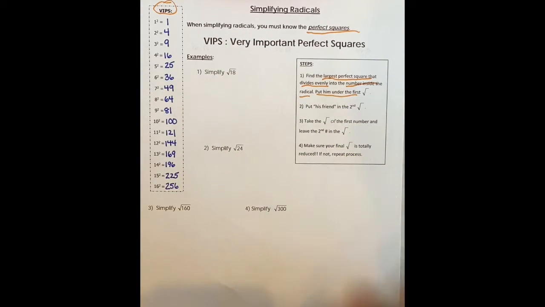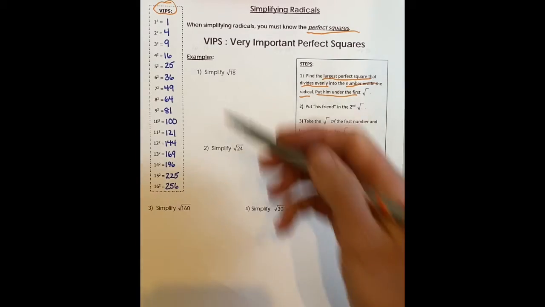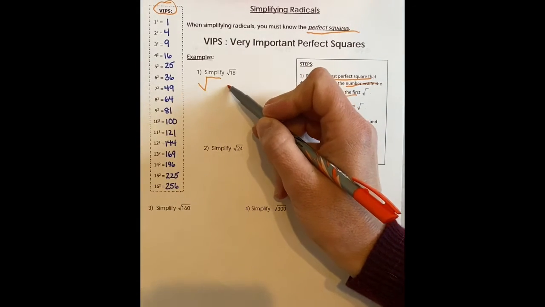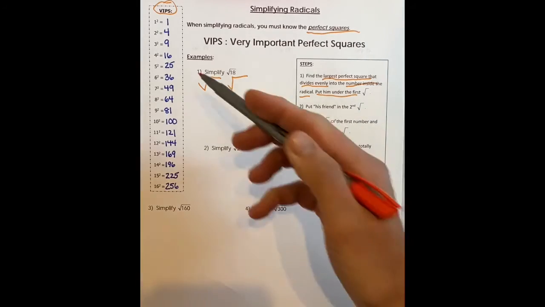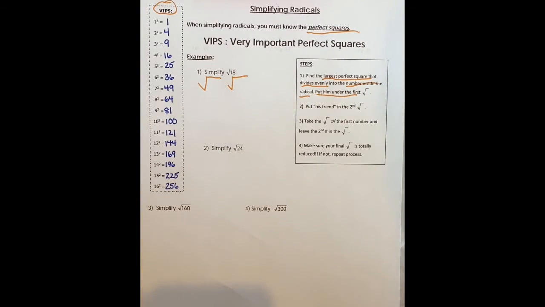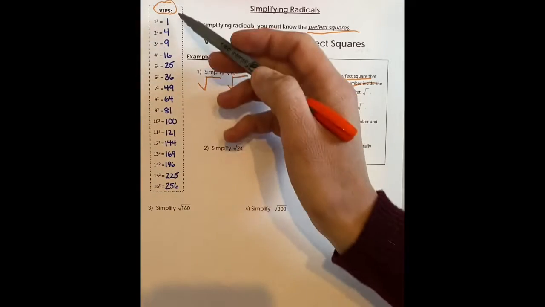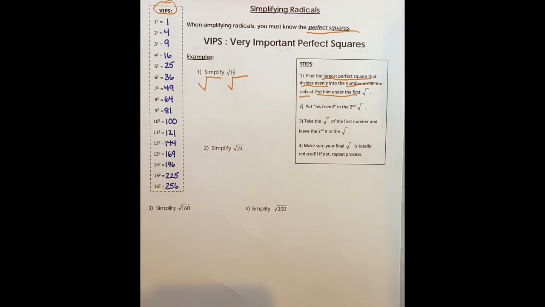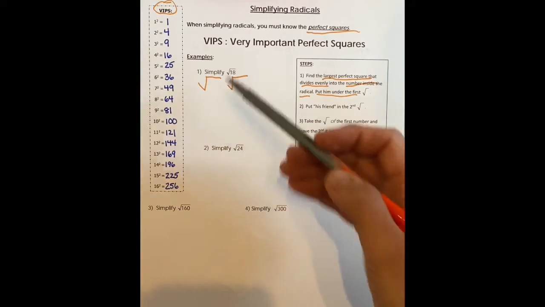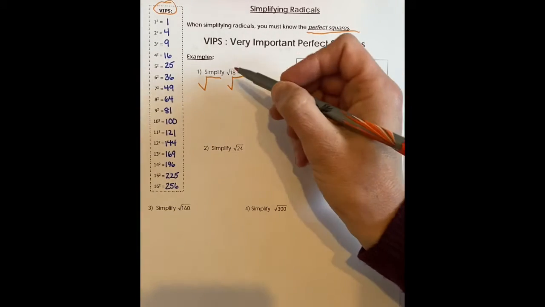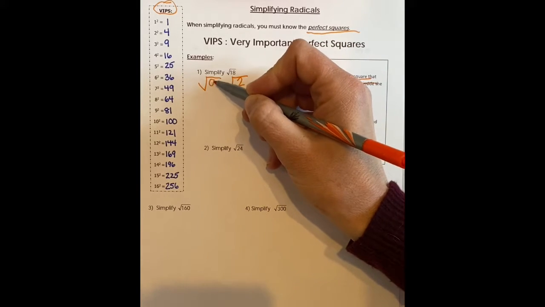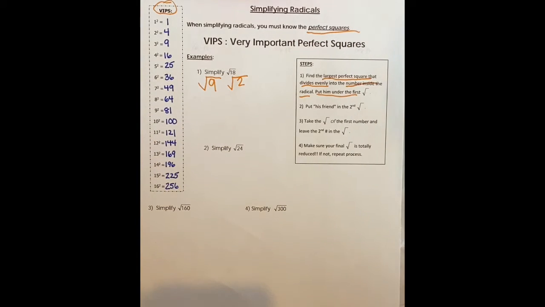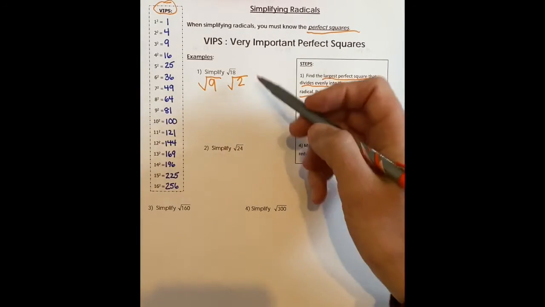Basically, we're going to take radical 18 and split it into two radicals, where we determine the largest perfect square factor of 18, and the other factor goes underneath the other radical sign. If I look at my perfect squares in my VIPs column, I see that 9 can divide evenly into 18 to give me 2. So the two factors of radical 18 could be radical 9 and radical 2, because 9 times 2 is 18.